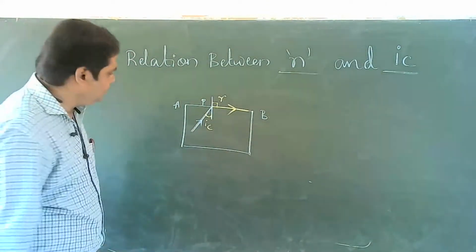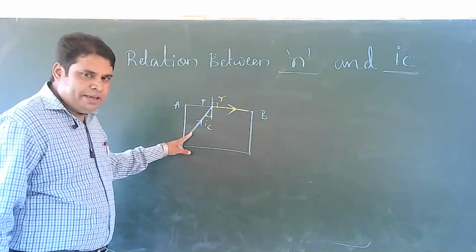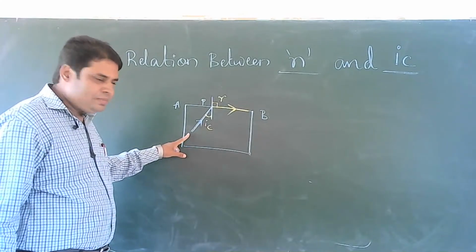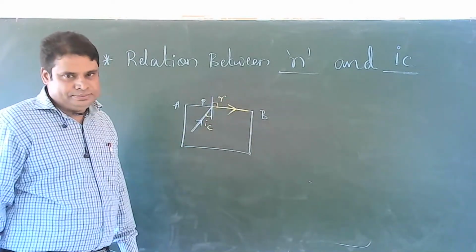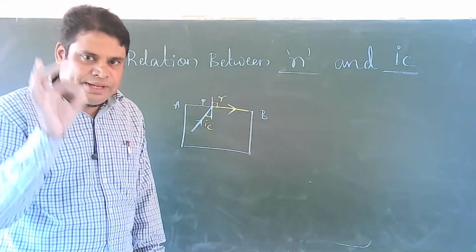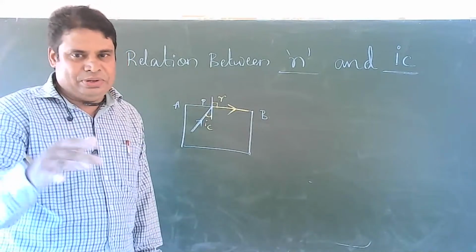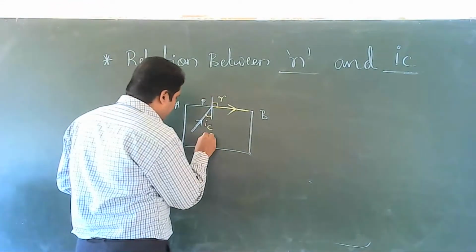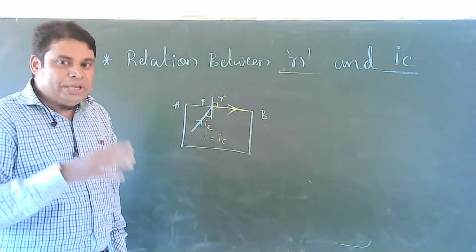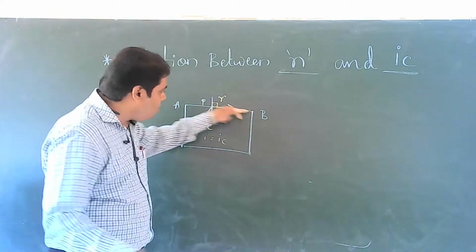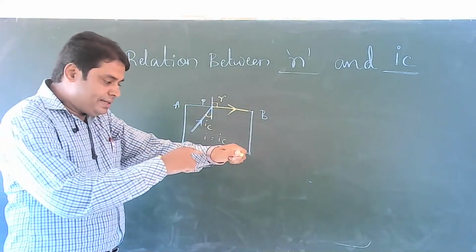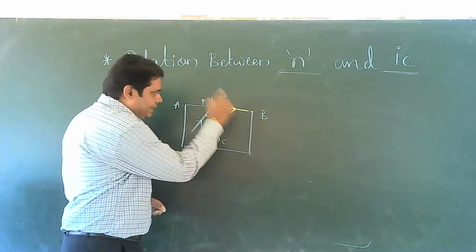Let me repeat the things once again. Let us consider a ray of light from denser medium moving into the rarer medium. Let us consider exactly angle of incidence is equal to critical angle, I is equal to IC. At this condition, your refracted ray will move along the surface separating these two media.